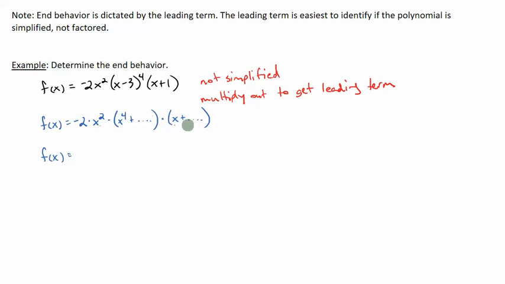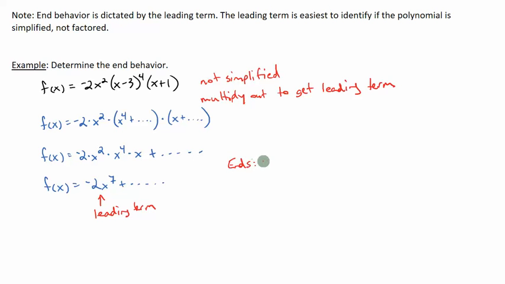So now I've got to multiply these things. So I've got negative 2 times x squared times x to the fourth, because that's my first term, times x, and then I'll have smaller terms after that that are added. Negative 2 times x squared times x to the fourth is negative 2x to the sixth, times x is negative 2x to the seventh, plus smaller degree terms. And so now this is my leading term. And I know my end behavior is going to be y equals negative 2 x to the seventh.